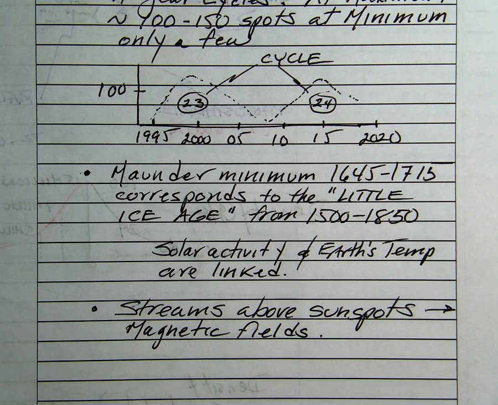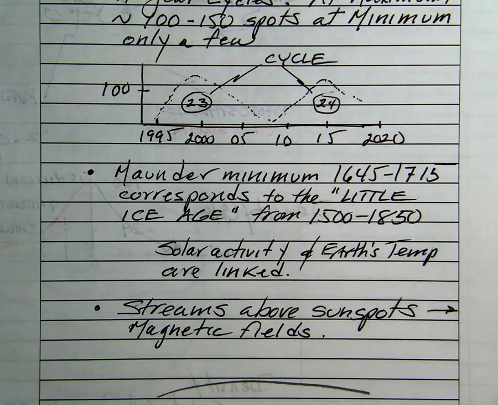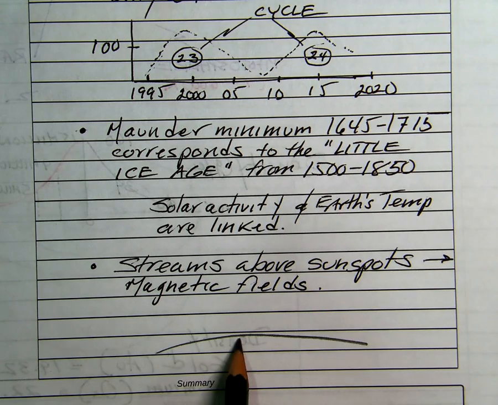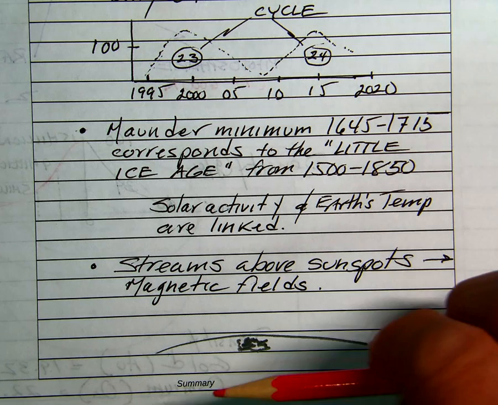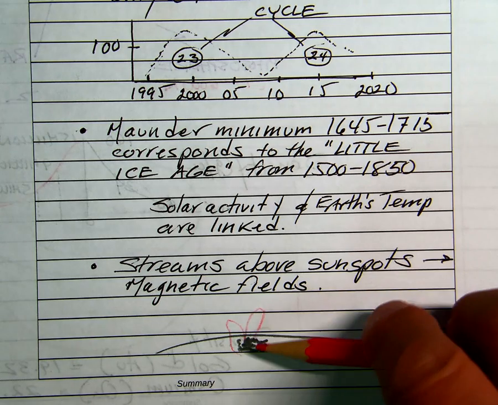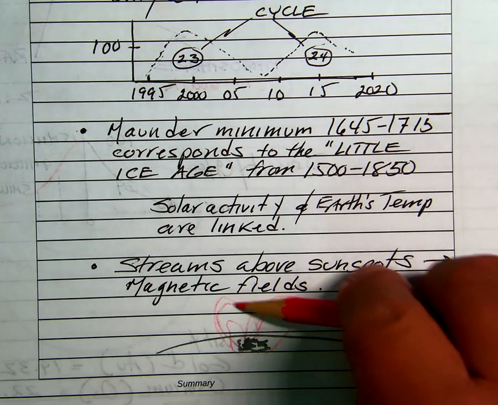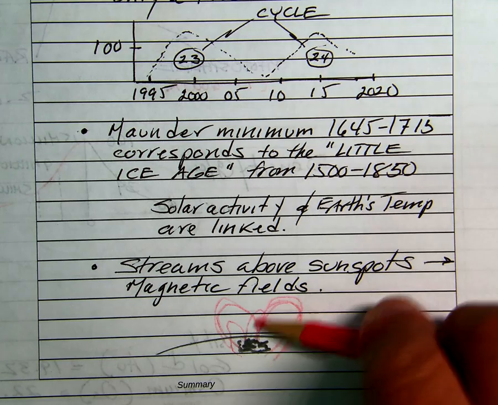So if I was to draw the surface of the sun, something like that, and this is a sunspot like that, basically you will see the streams slightly above the sunspot, and some of them will extend into the corona itself. So they look like arches. You've seen images of that in some of the videos we've seen.